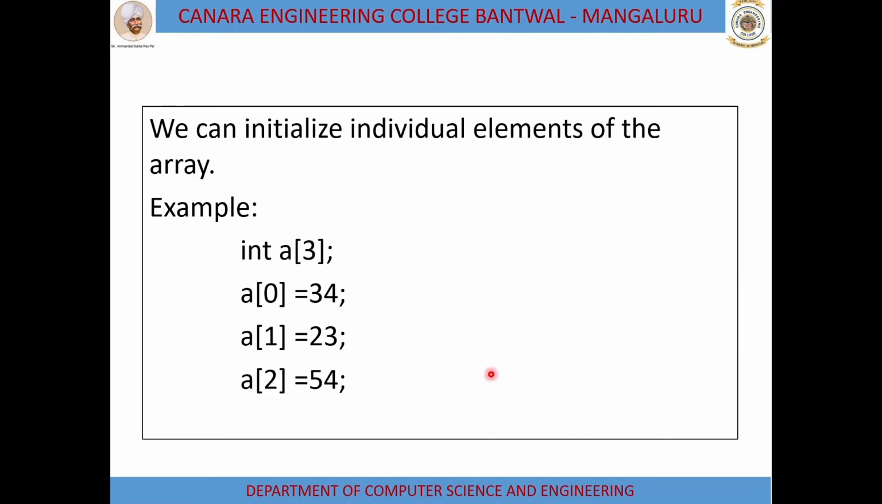Now we can initialize individual elements of the array also. That is also possible. So a sample is given over here. I have declared an array with the name A and size 3 I have given. So here each individual array element I am initializing. A[0], that is the first element. Array starts from 0 to n. So A[0] is 34, A[1], that is the second element, is 23, A[2] is 54. Size is 3. So 0, 1, 2, totally 3, that is 0 to n minus 1.